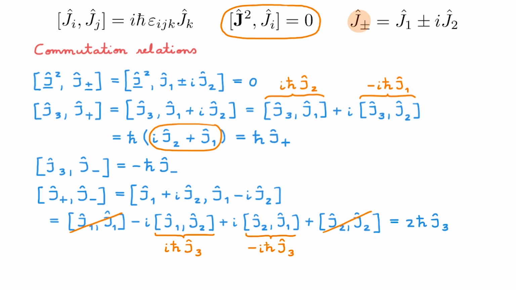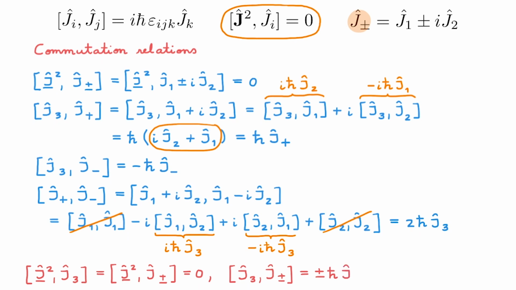So as a summary of the commutation relations, we have that the J squared operator commutes with all of J3, J plus, and J minus. Then the J3 operator obeys these commutation relations with the J plus and J minus operators. And finally, the J plus and J minus operators obey this commutation relation. Again, you don't need to remember any of these, but do keep them close because we'll also use them all the time.